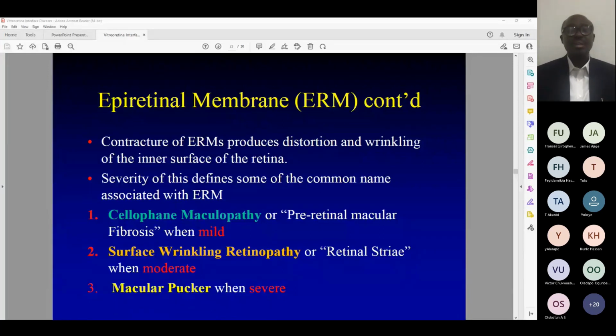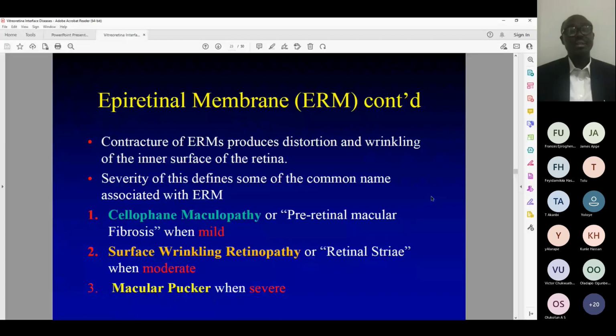And so we're looking at names like cellophane maculopathy, which is almost the same as another name for ERM. But now the common thinking is that we should use the word cellophane maculopathy or preretinal macular fibrosis when the symptoms are mild, and the surface wrinkling retinopathy, or radial striae, when there's moderate wrinkling or moderate layer of the epiretinal membrane development. And then the last one that we are talking about now is to use the word macular pucker when it's severe.